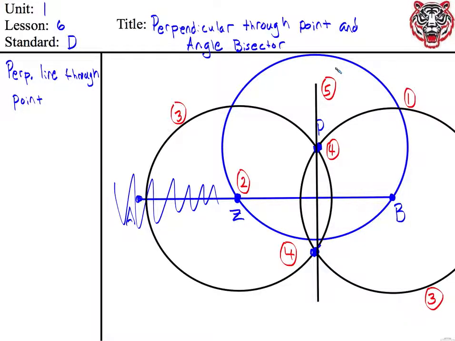So now what happens is if you erase all of the circles and all of the points, and you leave point P and you leave the line, you have made a line that went through that original point.